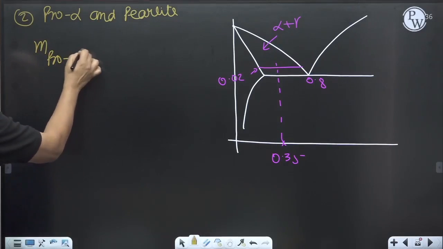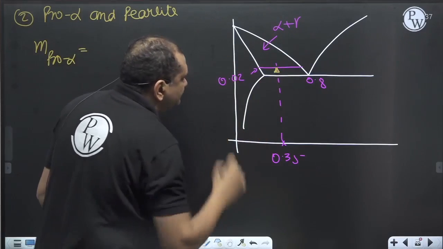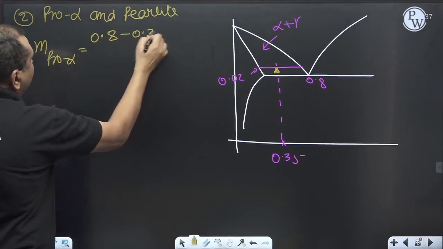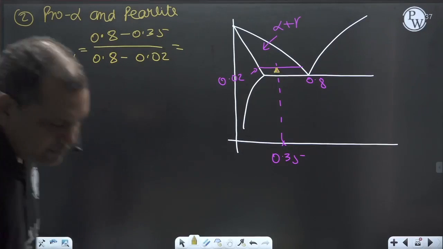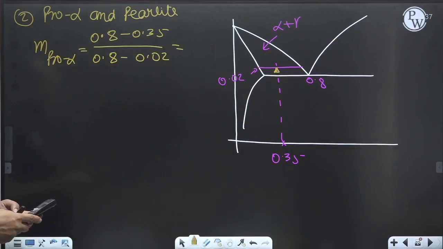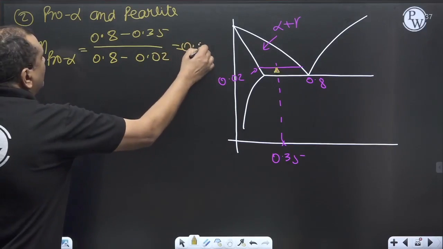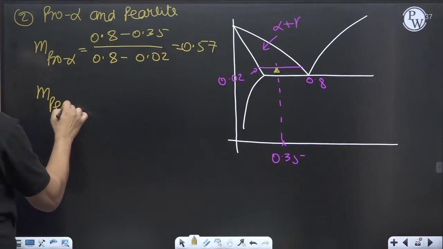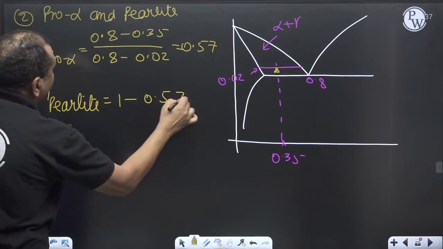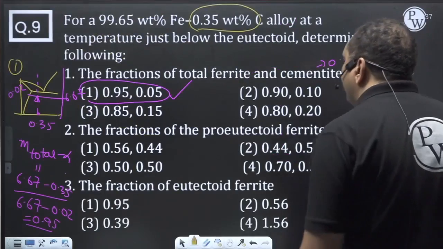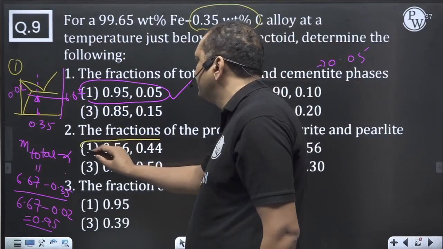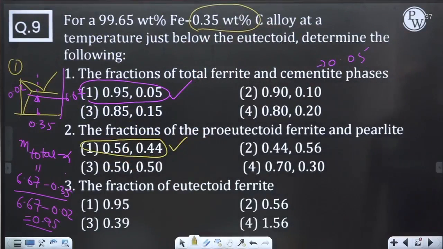So mass fraction of pro alpha: alpha is on this side, take the opposite side, this is the fulcrum. 0.8 minus 0.35 divided by 0.8 minus 0.02. 0.8 minus 0.35 divided by 0.78 is 0.57, and mass fraction of perlite is 1 minus 0.57, which comes out to be 0.43. So see which option is correct. 0.57 and 0.43, this one. So option 1 is correct here also.